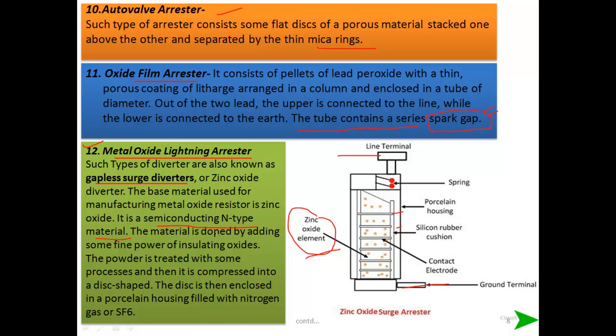We use basically doping, right? Why do we use doping? Because the powder is treated with some process and then compressed into a disc shape. This disc shape is then enclosed in a porcelain housing filled with nitrogen gas or SF6.